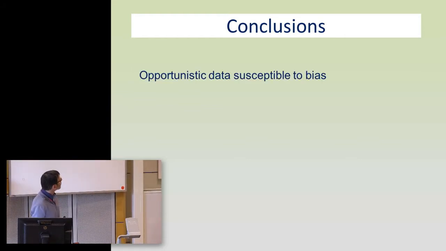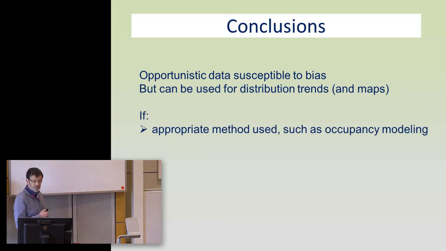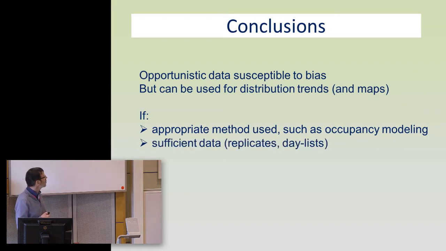Okay, some conclusions then. This is dangerous material, opportunistic data, but still it can be used for deriving trends and distribution if you use a sophisticated method. Be very careful with simple methods. If you have sufficient data, try to get replicates. The replicates could be opportunistic data. You very often have many replicates because you have many observers doing the same sites in the season.